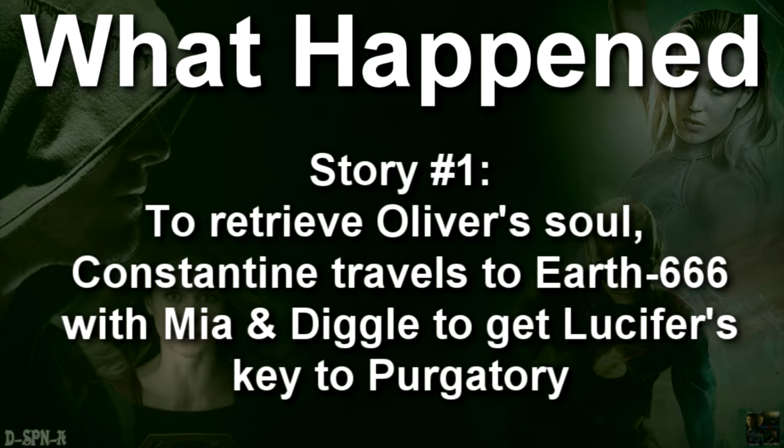because Constantine needs a ticket down to Purgatory so that they can retrieve Oliver's soul and bring him back to his body. Oliver's soul somehow stays behind after refusing to go back due to a specter. Now, from my understanding, I'm thinking that the specter told Oliver's soul that he can't leave because he is needed to save the universe or something. I don't know, but he definitely didn't return with Diggle, Constantine, or Mia. So I'm a little confused about what happened there.